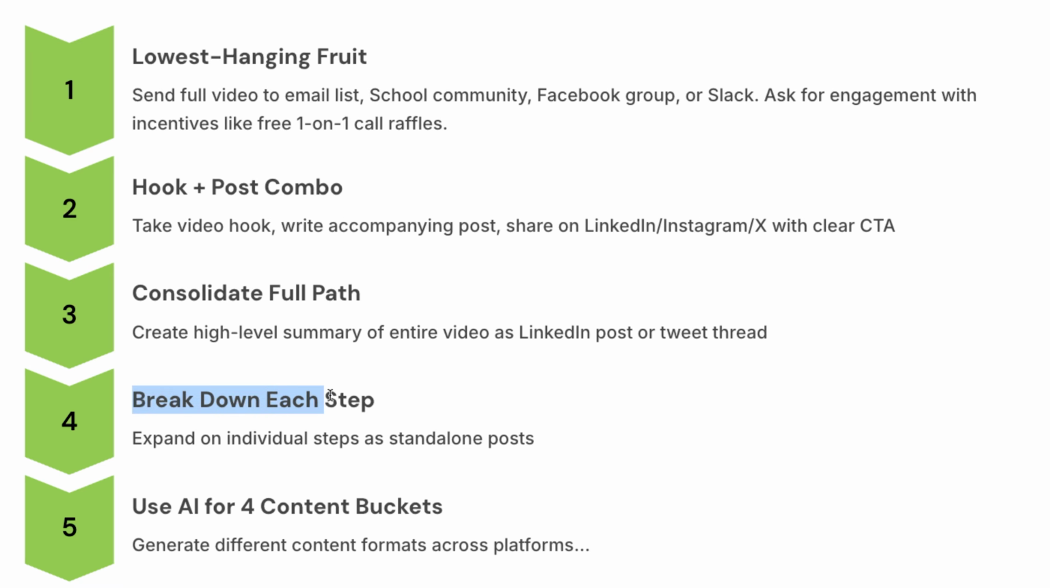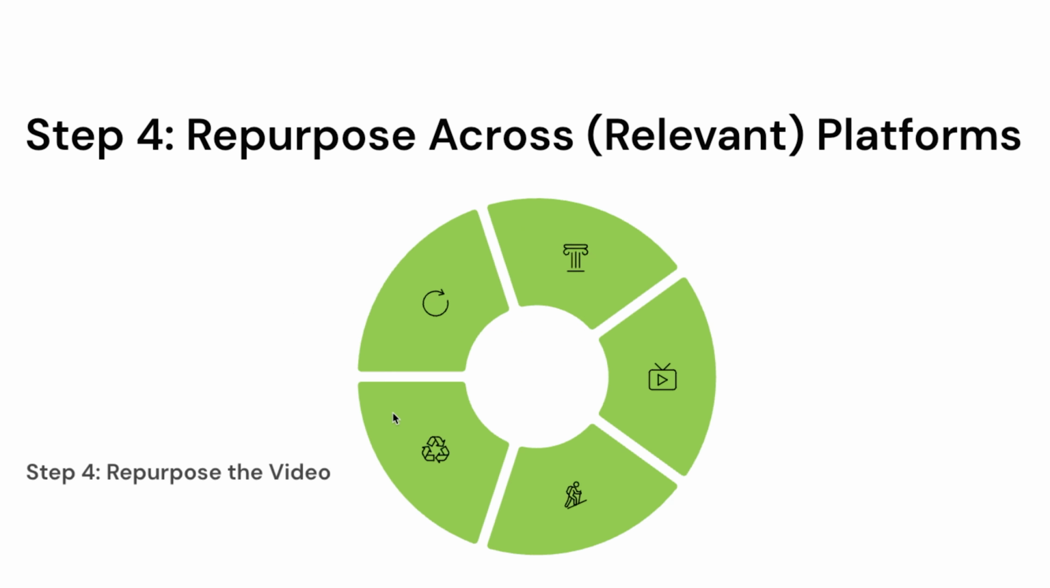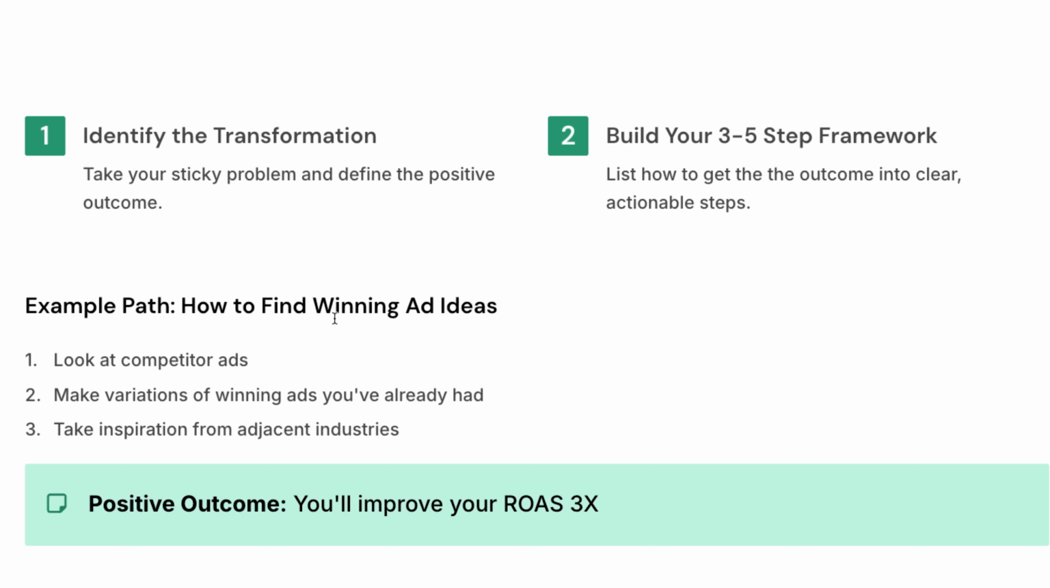The next thing you can do is break down each individual step on the path. So you expand on individual steps as stand-alone posts. So if I go back to our example of how to find winning ad ideas, we can make a video or a written LinkedIn post all about how to find competitor ads. For example, I know you can go onto Facebook and you can find all of the Facebook ads that are currently running. So you can look up your competitors and see what ads they're running on Facebook.